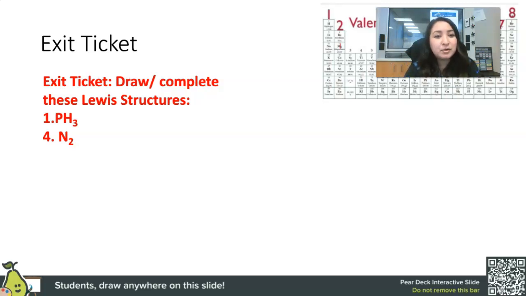Anyways, draw the complete Lewis structure for PH3 and N2. When you get here and you finish drawing, give me a thumbs up in the chat. This will let me know that you are done. You're not allowed to log off the call yet. We're going to wait for more people to join, and then we will go ahead and see the answers and explain. But I do want you guys to come back together during this part.